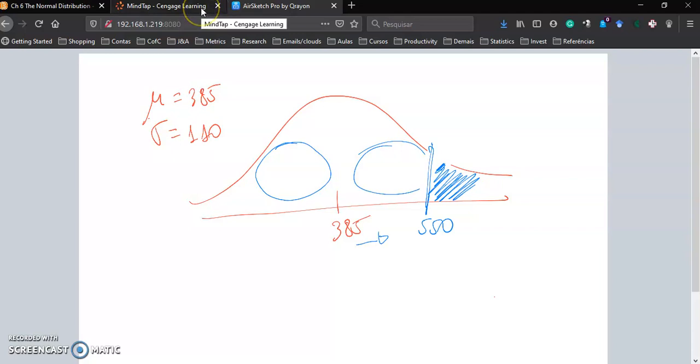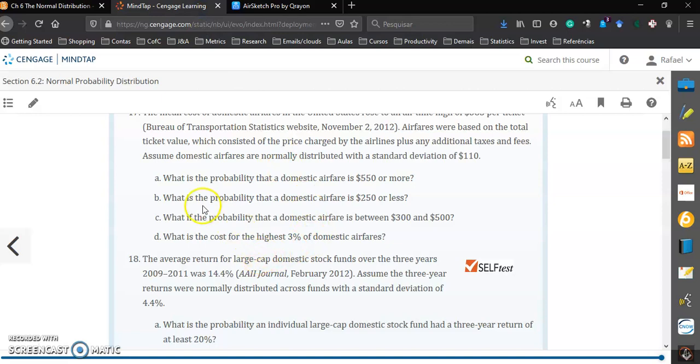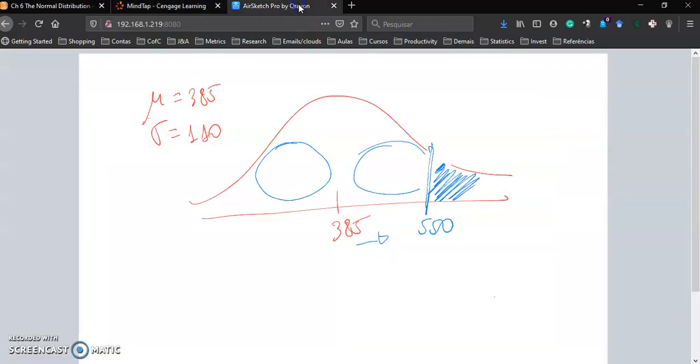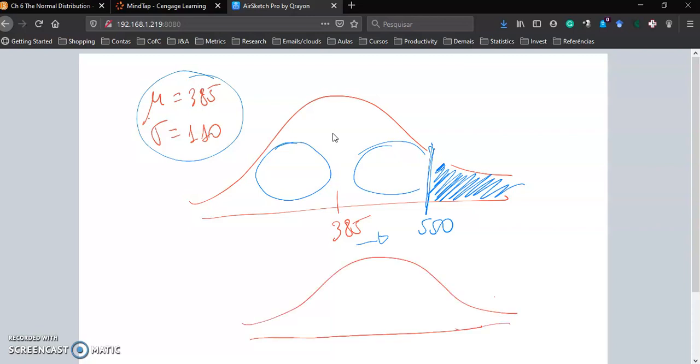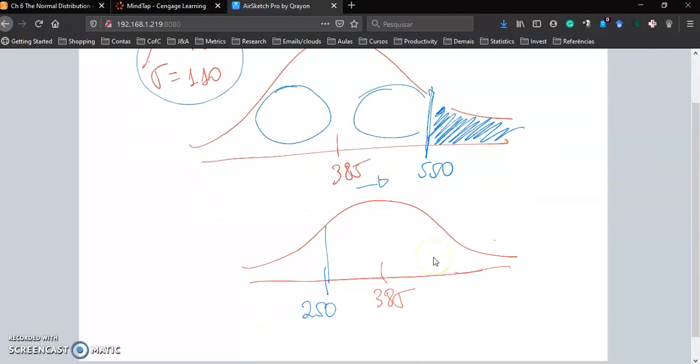Okay, so let's take a look again. What's the probability that the domestic airfare is 250 or less? If we come back here, then we can draw another probability distribution, with the same mean, but now we are talking about 250 or less.